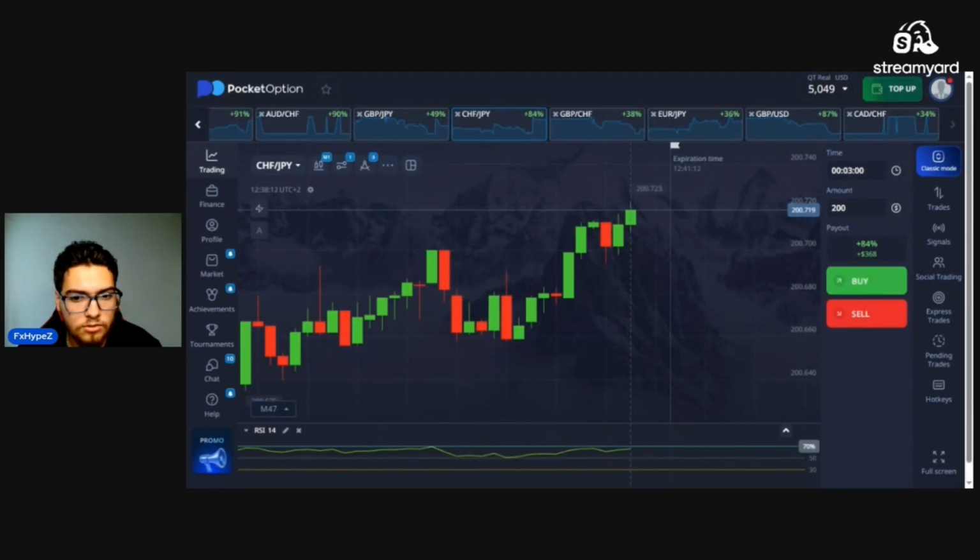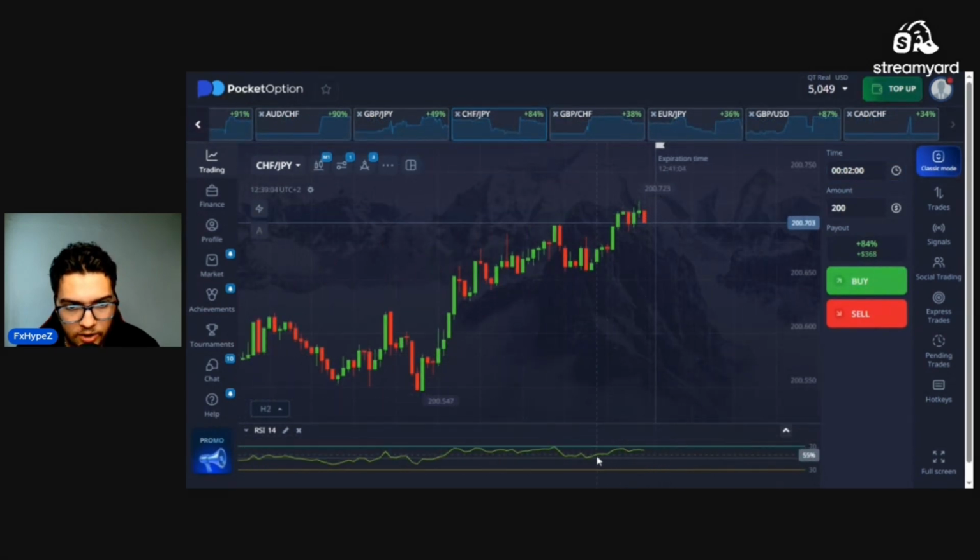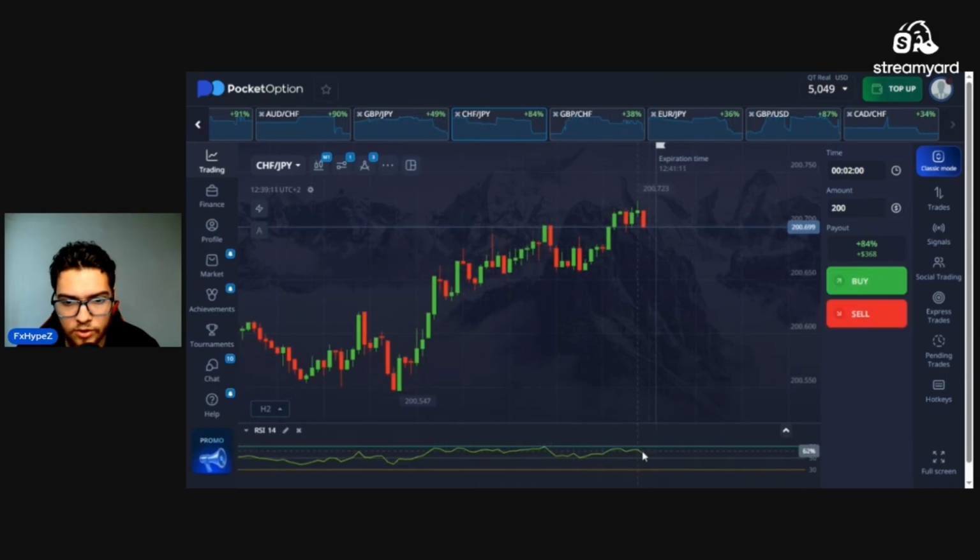But so far it's looking good. I'll probably take a 2-minute sell position. Price is struggling to push higher here. The RSI, I'm liking the looks of this candle. We've got that bearish divergence on the RSI, that potential reversal, swing of momentum to the downside.